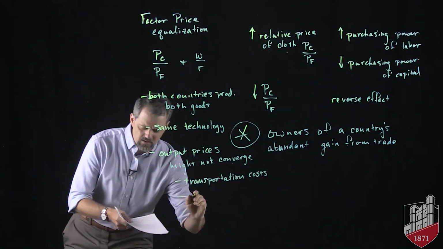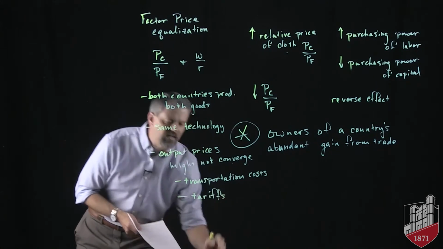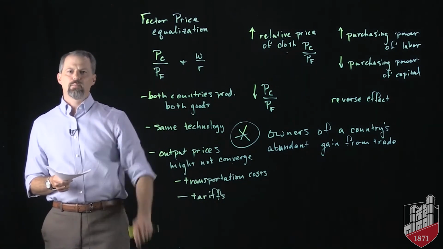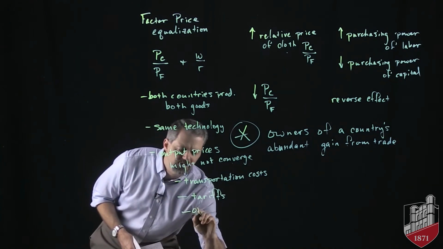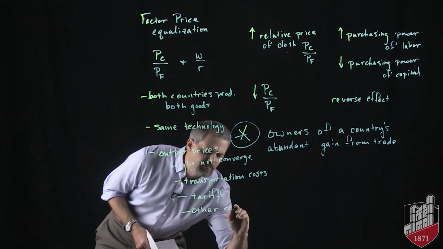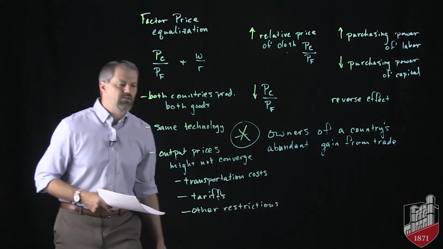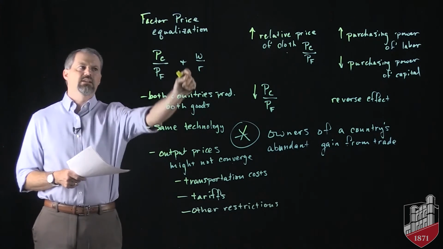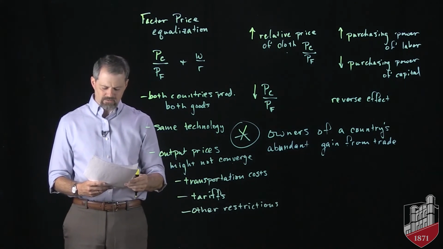We'll talk about tariffs. So we could have a situation where the countries are imposing tariffs. That will keep the output prices from converging. There could also be other restrictions imposed on trade, which we don't need to talk about now, that keep our output prices from converging and consequently keep the factor prices from converging to each other.